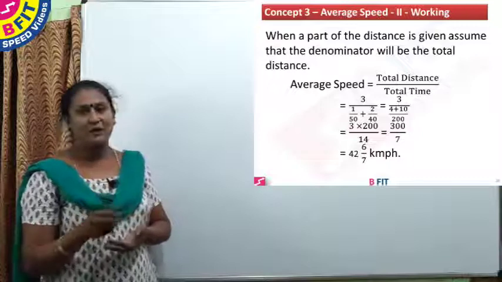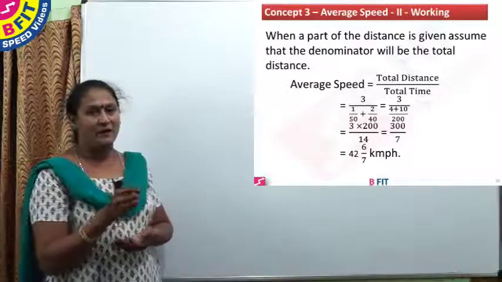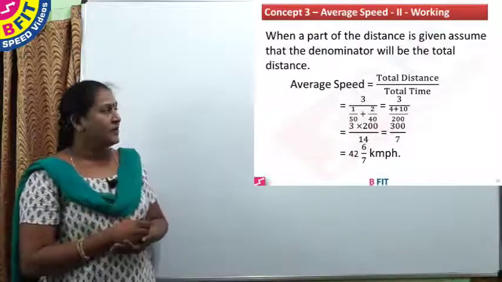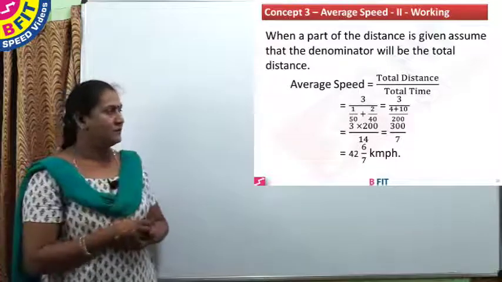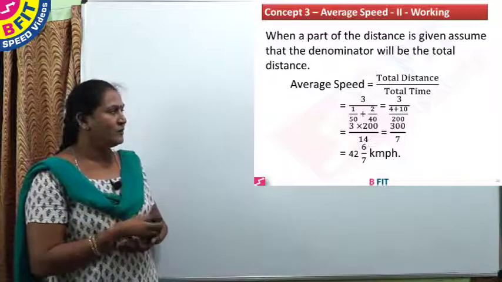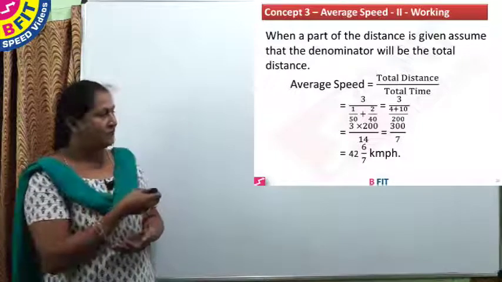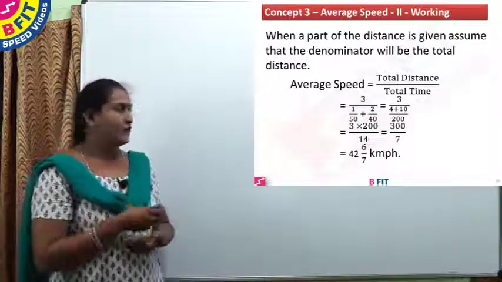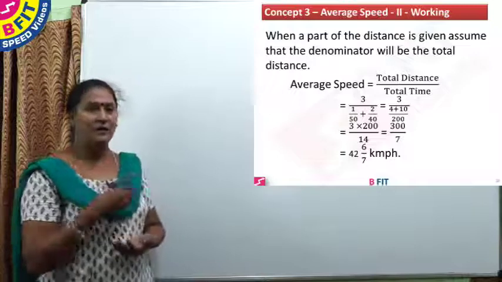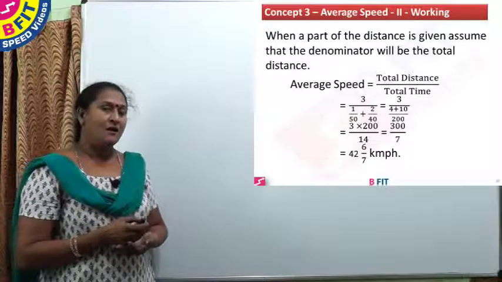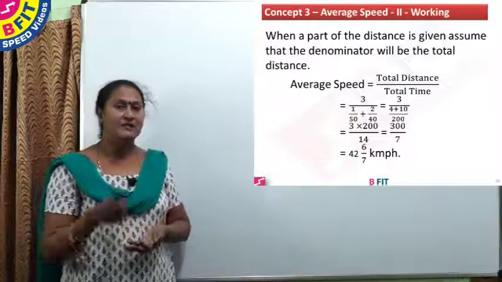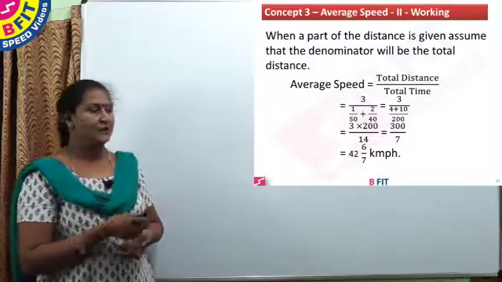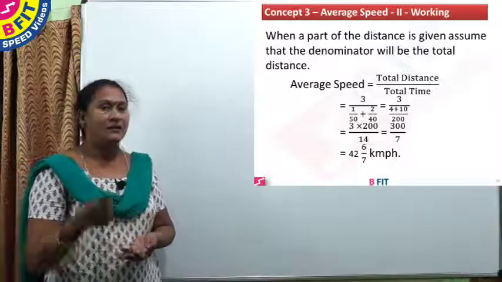So we assume that total distance is the denominator, that is 3 kilometers, and then we can calculate the average speed by total distance and time taken. So total distance is 3 kilometers, and by calculating all this we get the average speed 42.6 by 7 kilometers per hour. And in some questions part of a distance will be given in percentage also. So we will see an example of how to work out that type of question.